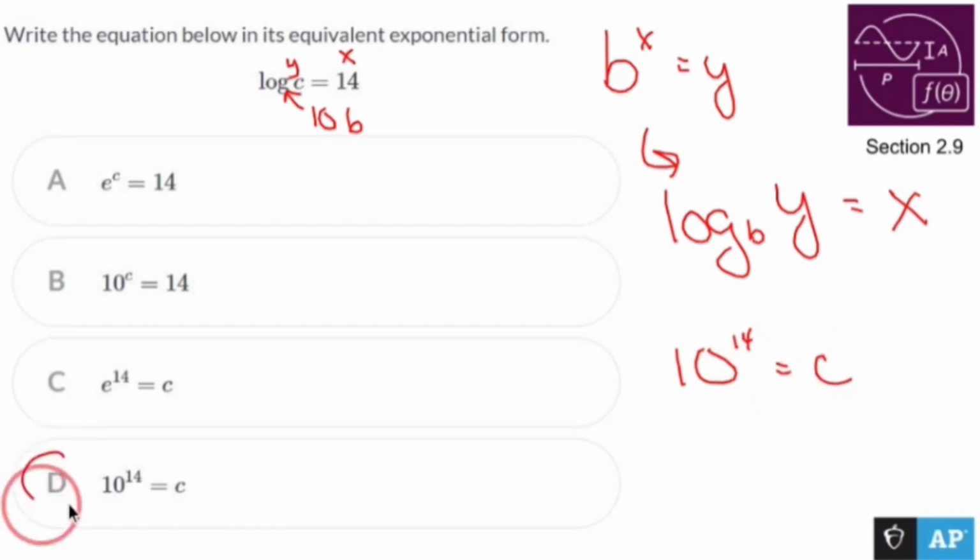So 10 times 10 times 10 a bunch of times. 1 with 14 zeros attached.